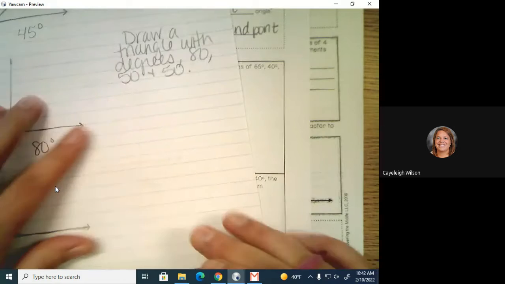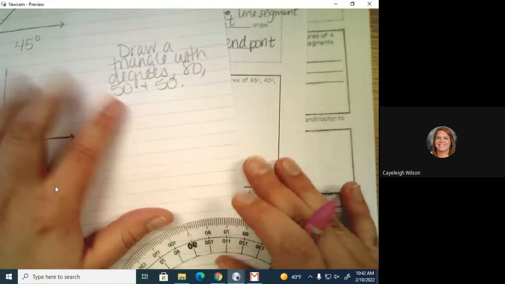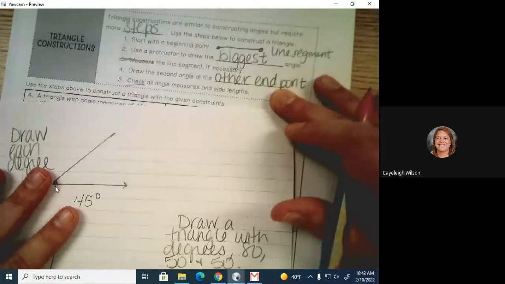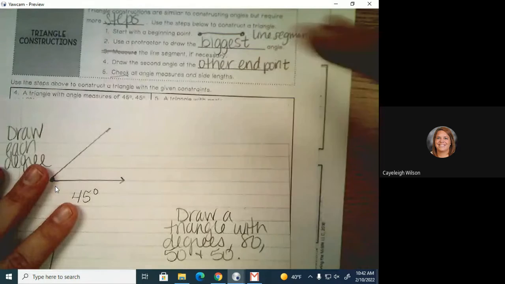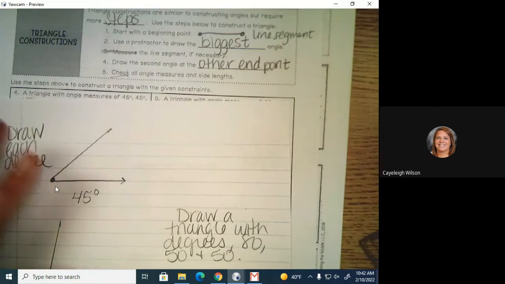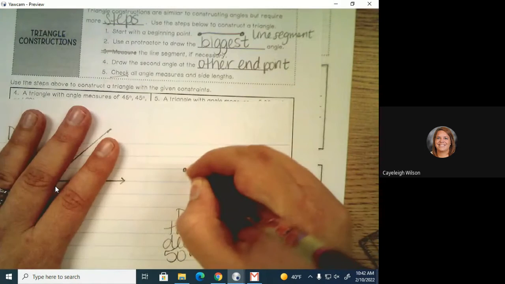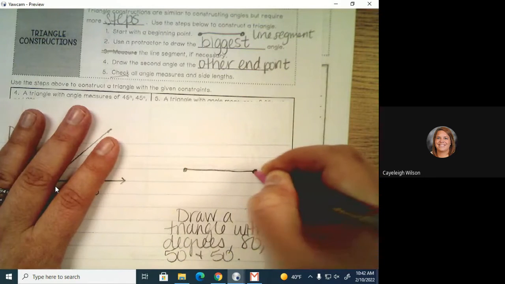So it says, draw a triangle with degrees 80, 50, and 50. The first step tells us to start with a beginning point. So start with a beginning line segment. I'm just going to draw a little line segment here.